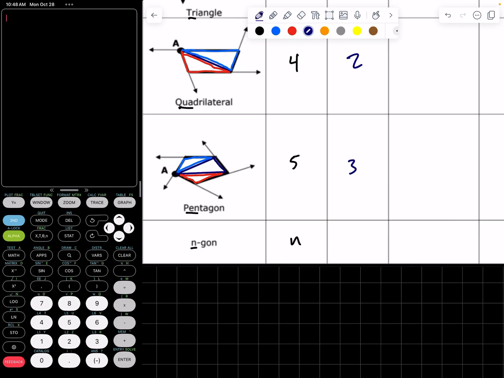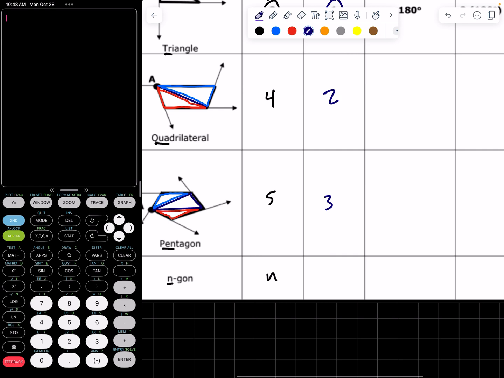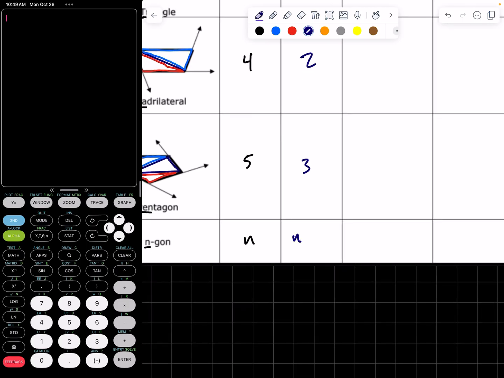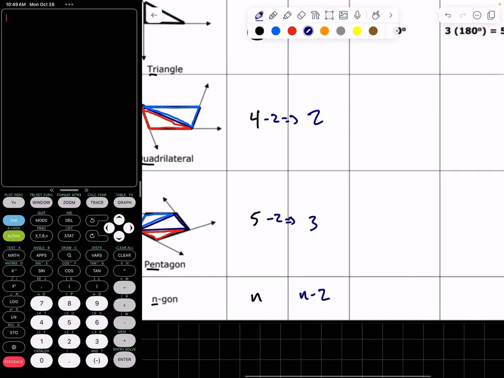So if we take a look at column 2 and column 3, 3 minus 1 is 2, 4 minus 2 is 2, 5 minus 3 is 2. So we can use that to help us write our equation. For the number of triangles formed, we're going to say n minus 2. Because if we took 3 minus 2, we end up with 1. 4 minus 2, we end up with 2. 5 minus 2, we end up with 3. So n minus 2 gives us our rule in column 3.